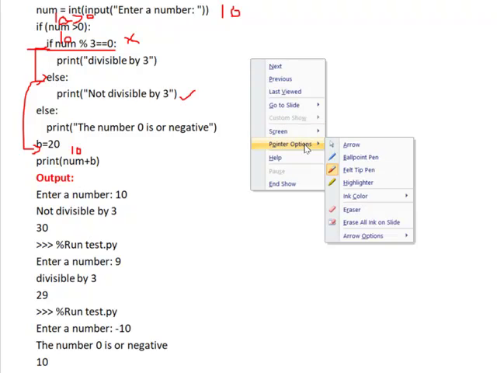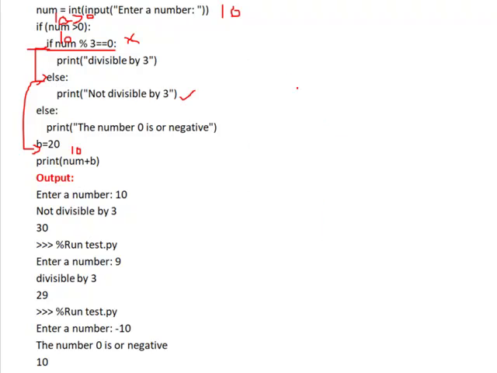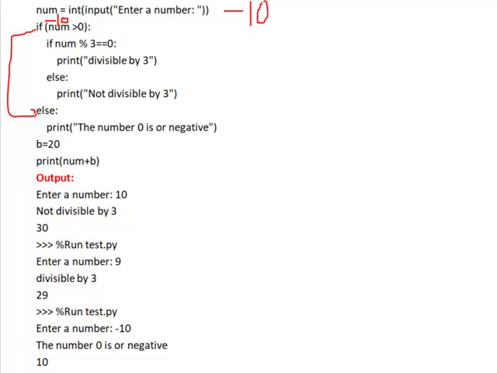Okay, this is one example. For example, if the given value is minus 10, then first we will check the if condition. Minus 10 greater than 0. This outer if condition itself is false, so it will not enter into the if block. Directly it will go to the else part of the outer if condition. So what is the else part here? That is, the number is 0 or negative. This will be the output.